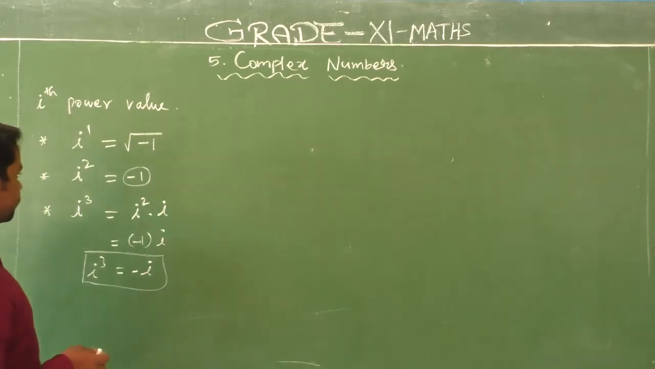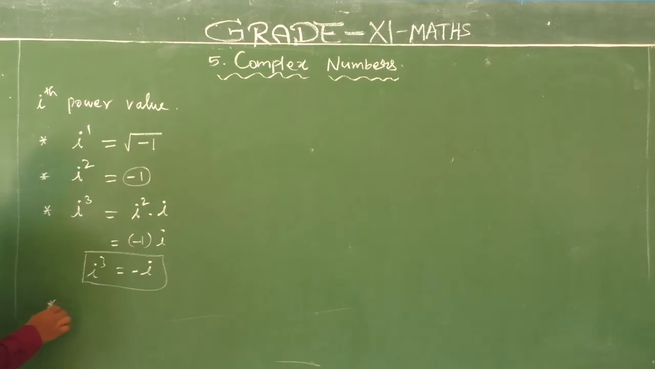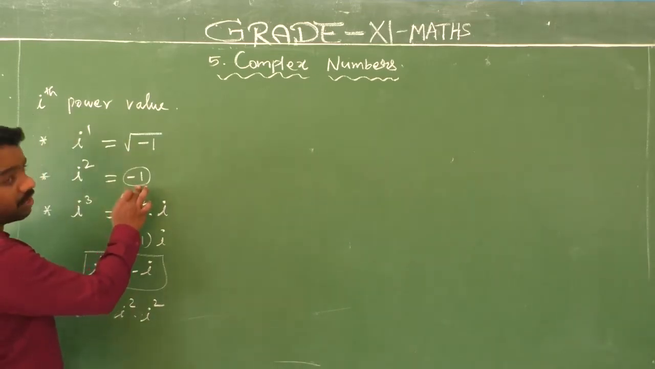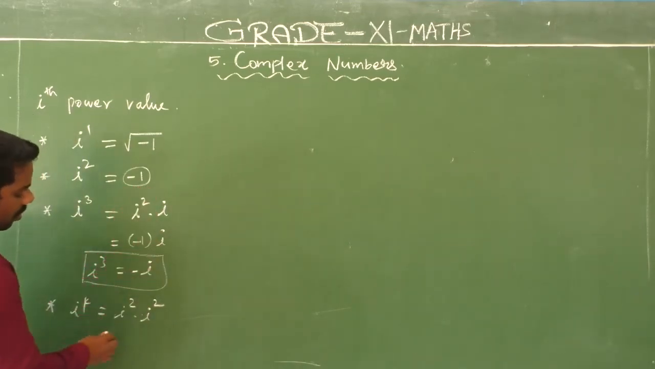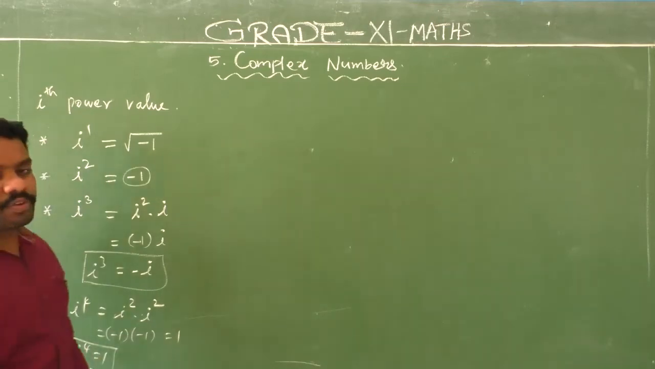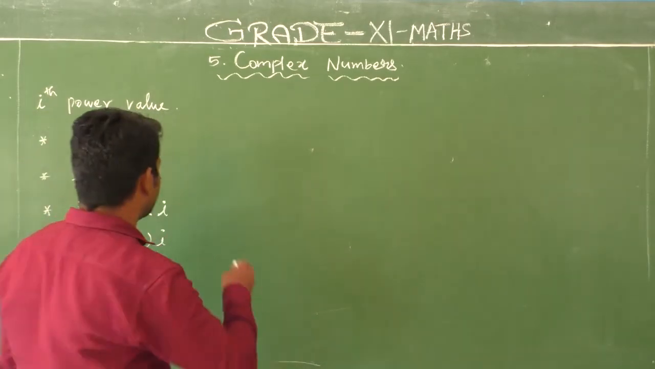Right. Next, i power 4. i power 4 is written as i square into i square. You know, the i square value is minus 1. So minus 1 into minus 1 is equal to plus 1. So i power 4 is equal to plus 1.